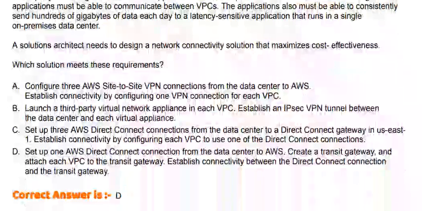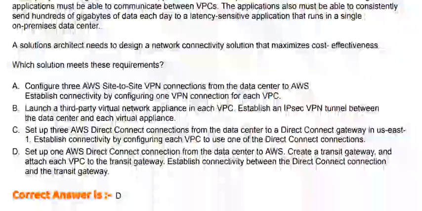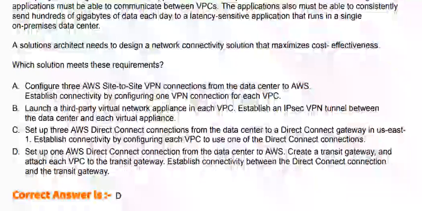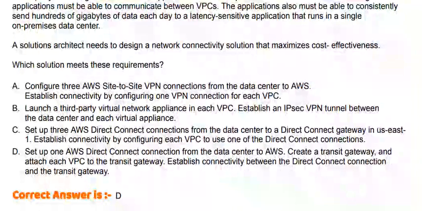Option A. Configure 3 AWS site-to-site VPN connections from the data center to AWS. Establish connectivity by configuring one VPN connection for each VPC. Option B. Launch a third-party virtual network appliance in each VPC. Establish an IPsec VPN tunnel between the data center and each virtual appliance. Option C. Set up 3 AWS Direct Connect connections from the data center to a Direct Connect gateway in US East 1. Establish connectivity by configuring each VPC to use one of the Direct Connect connections.